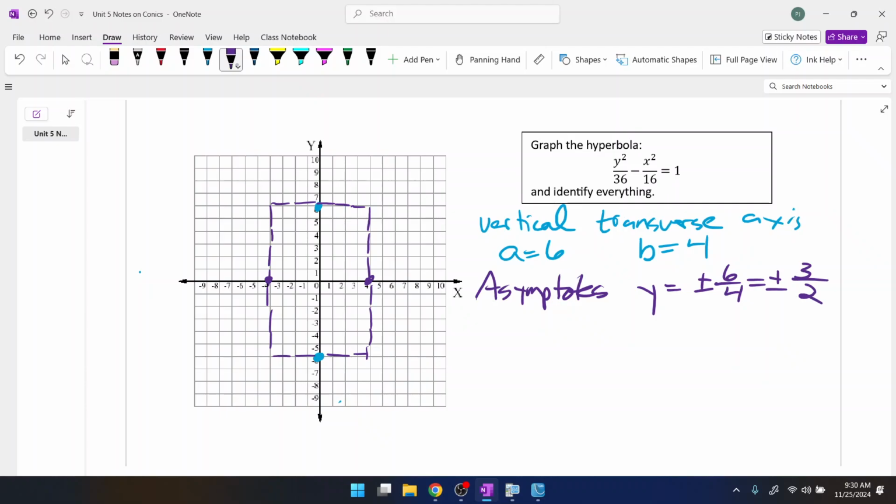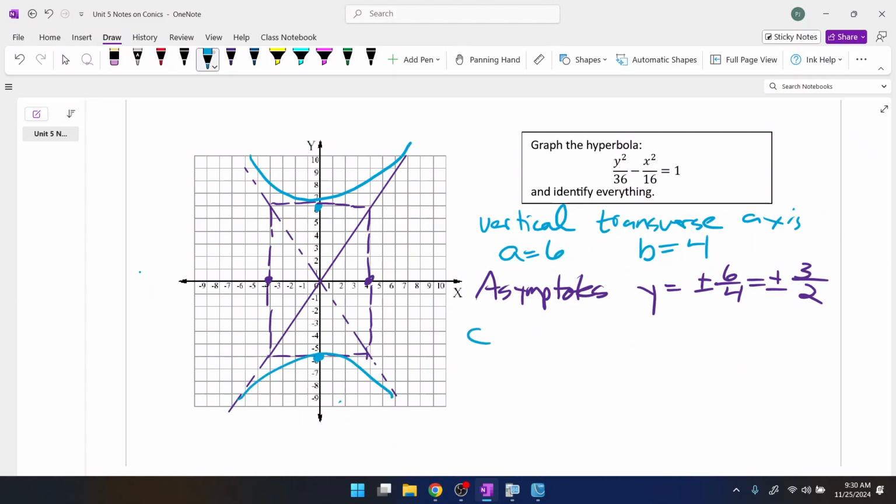So let's figure out the coordinates of the foci. Well, first let's draw our asymptotes. Kiss my asymptote. Let's see here. Beautiful. All right, and we go to draw it, and it's going to look like this.